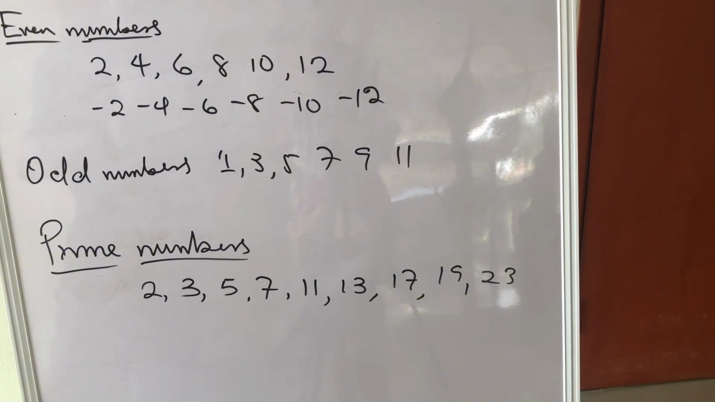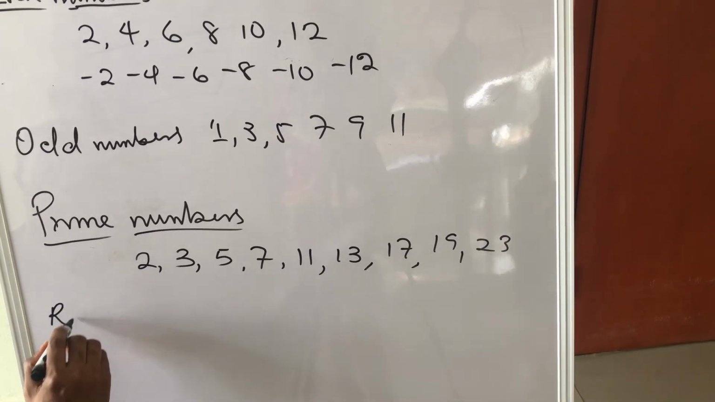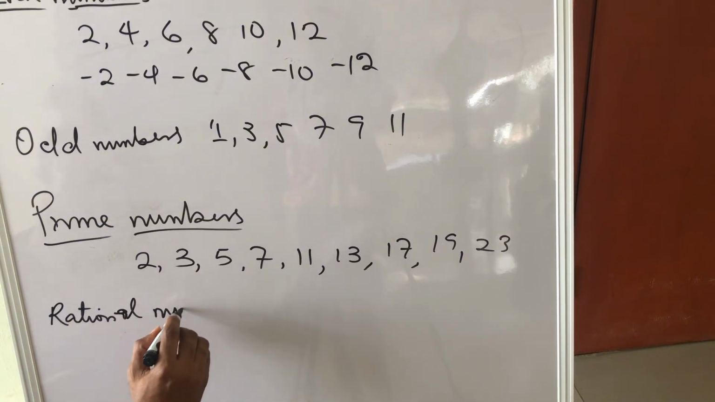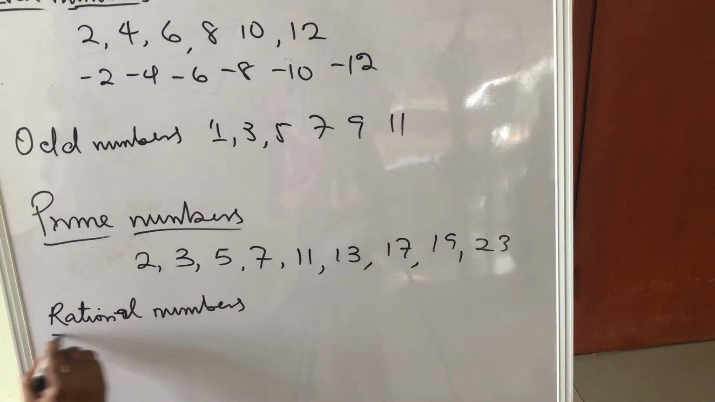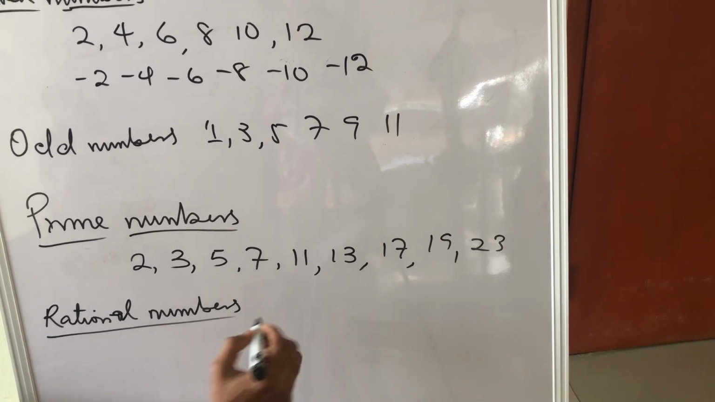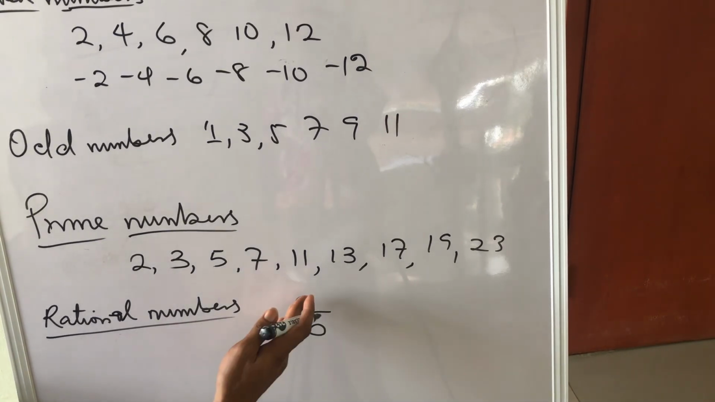Okay. And then, what is a rational number? That's another terminology we're going to be treating. Rational numbers. So rational numbers are numbers that can be represented as A over B.